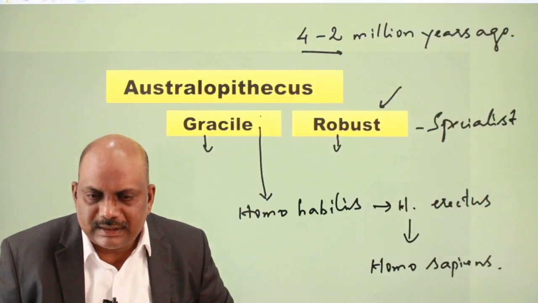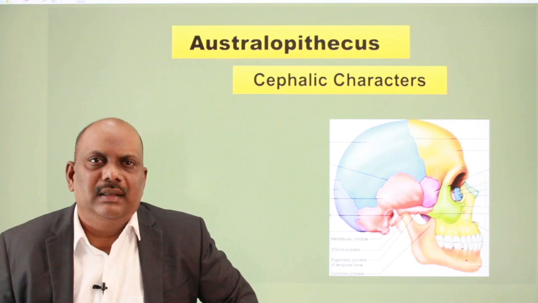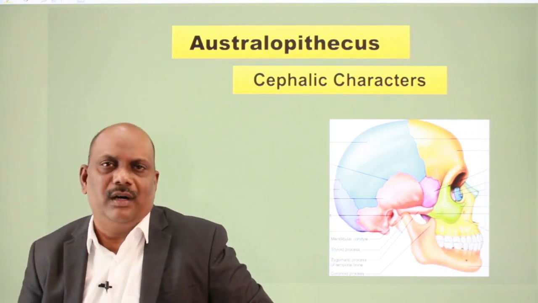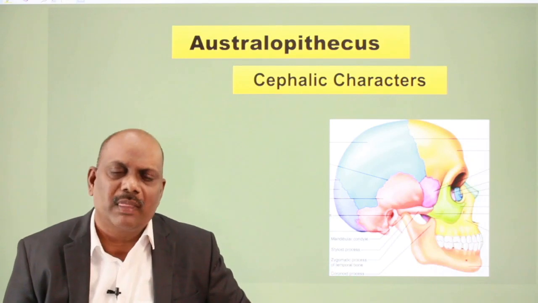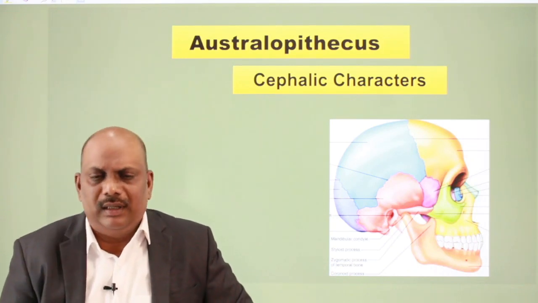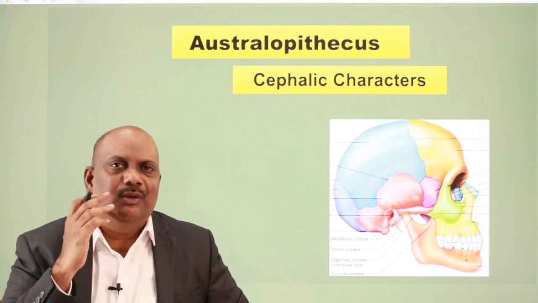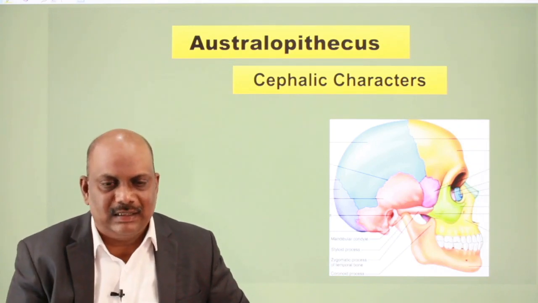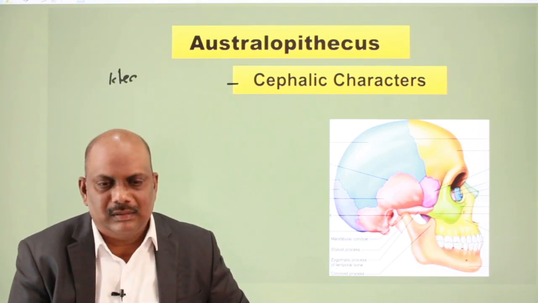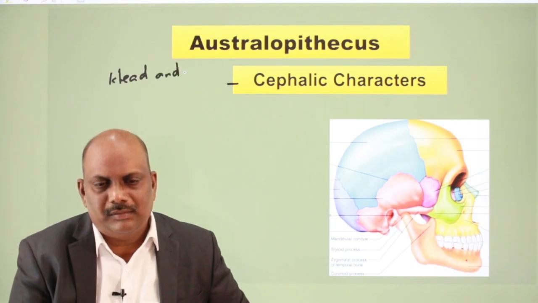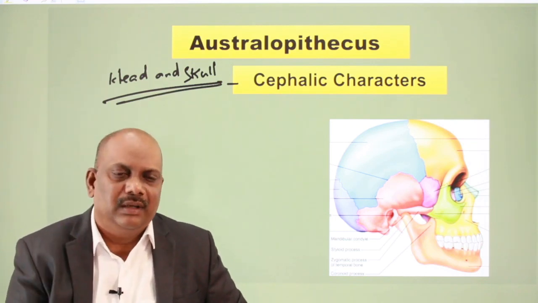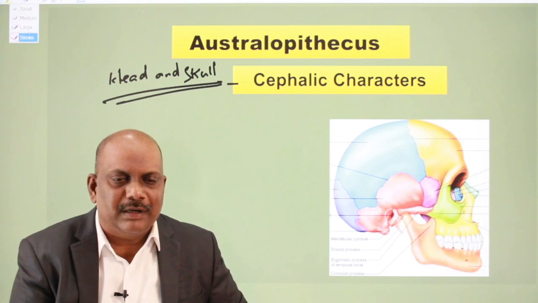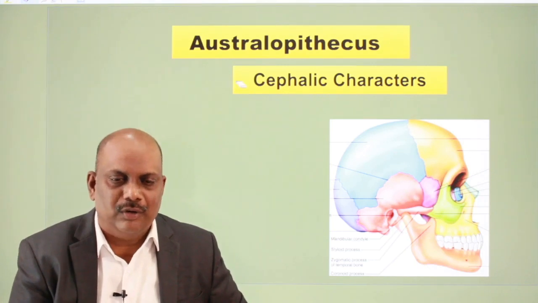Now let us discuss the cephalic features of Australopithecus. By cephalic we refer to the head region, head and skull. So let us discuss a few very important cephalic features of Australopithecus.